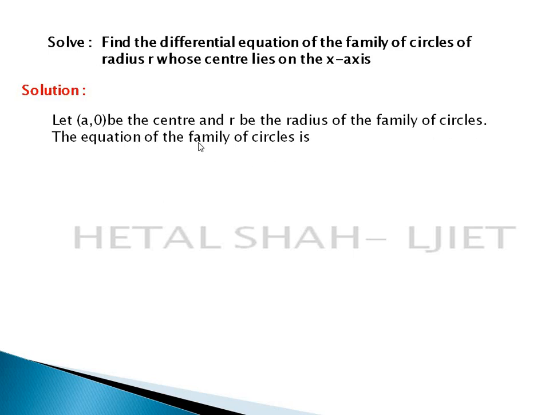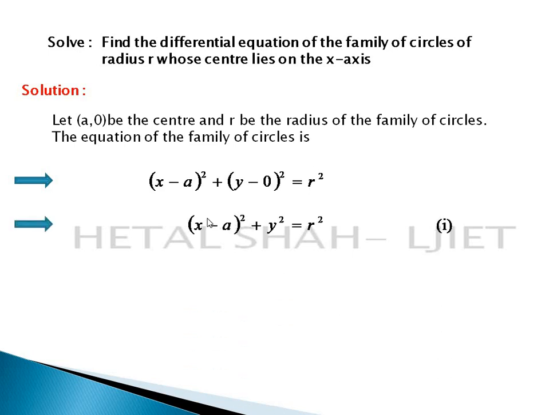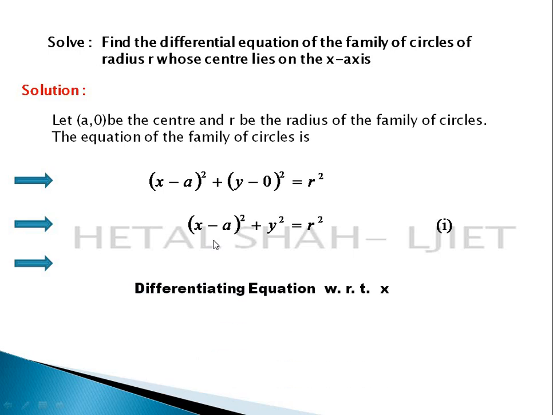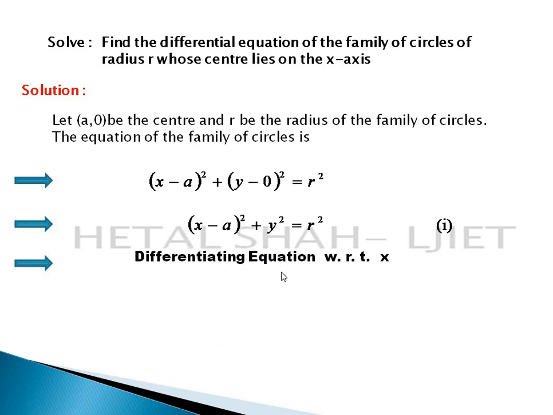The equation of the family of circles is (x minus a) whole square plus (y minus 0) whole square is equal to r square. Now (x minus a) whole square plus y square is equal to r square, because y minus 0 is y, which is equation 1. Again, we want to eliminate the arbitrary constant which is a, and then generate the first order differential equation. So for the elimination of this arbitrary constant, we differentiate the equation with respect to x.